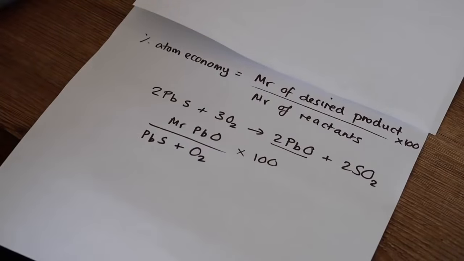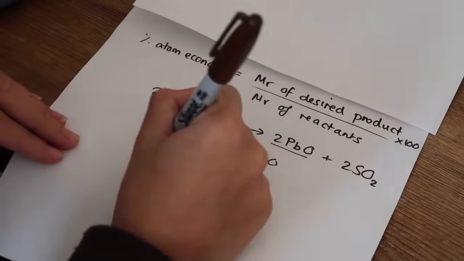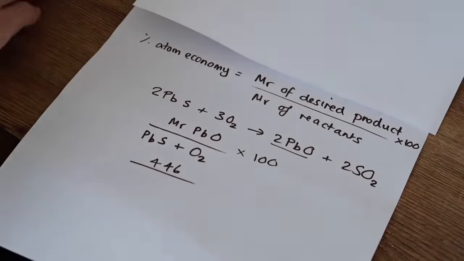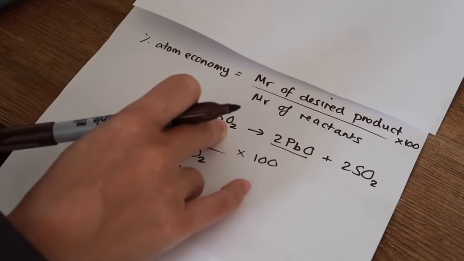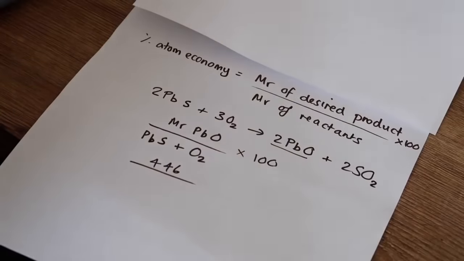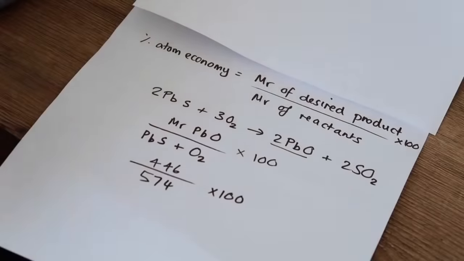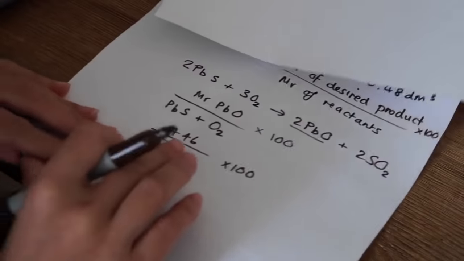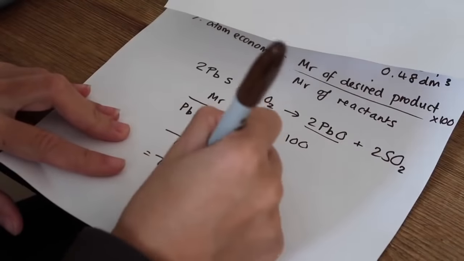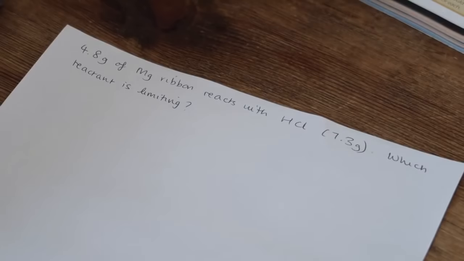So you do 207, which is the MR of lead, plus oxygen, which is 16, times that by 2. Get an answer, which is 446, and then we need to do 2 PbS, so that's 207 plus 32 times it by 2, plus 3 lots of O2, so it's effectively 3 lots of 32. You can get an answer, which is 574, and then pop that into your calculator. And your answer is 77.7%.